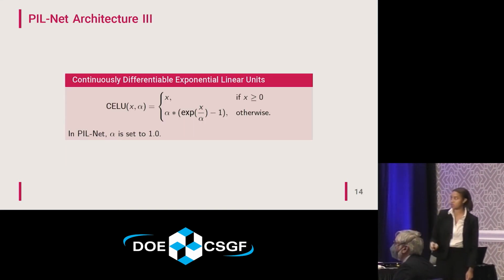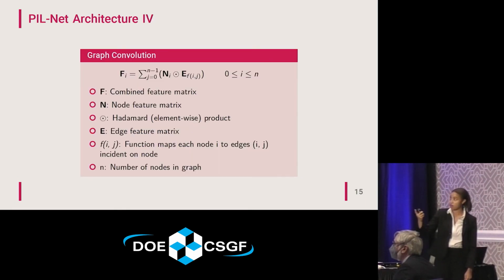So this is the activation function that I mentioned. And here's the graph convolution step. Like I said, you form a Hadamard product with the node features and their incident edges.